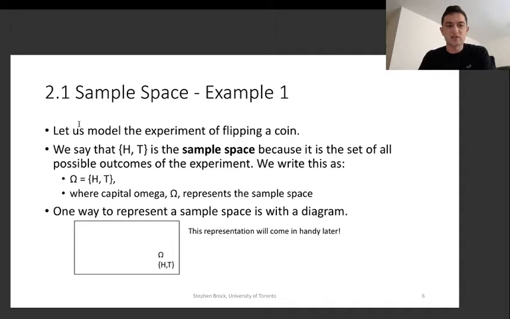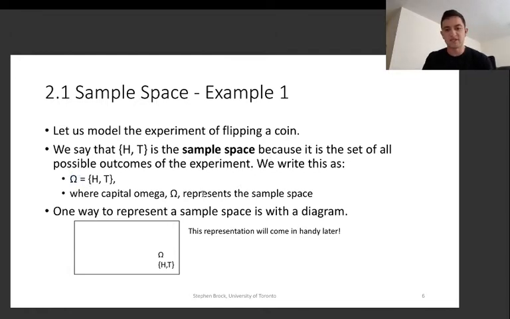So let's try to model this experiment of flipping a coin. We say that {H, T} is the sample space because it is the set of all possible outcomes of the experiment. And we write this as capital Omega equals {H, T}, where capital Omega represents the sample space. So instead of writing sample space every time, you can use the symbol capital Omega.